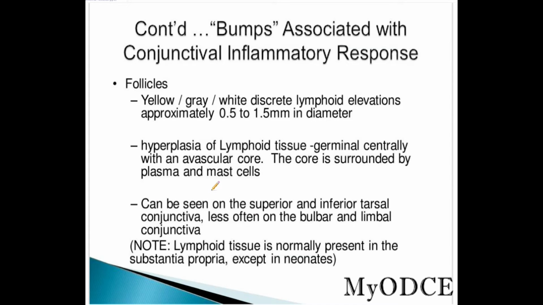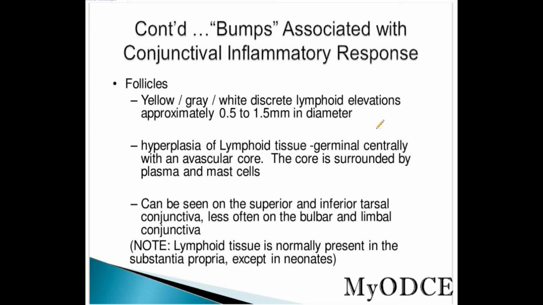So we continue. Now we've discussed what papillae look like and some of their characteristics. In contrast, follicles can be more yellow or gray or whitish, discrete lymphoid elevations, approximately 0.5 millimeter to 1.5 millimeters in diameter. We're seeing a hyperplasia of lymphoid tissue, germinal centrally, with an avascular core. So whereas papillae had a fibrovascular core, here we're seeing an avascular core with follicles. This core is surrounded by plasma and mast cells, and when you think of mast cells, you think of degranulation of mast cells and patients complaining of itching as well.